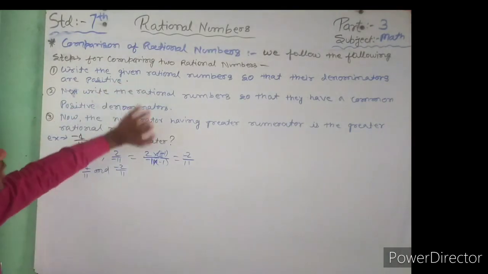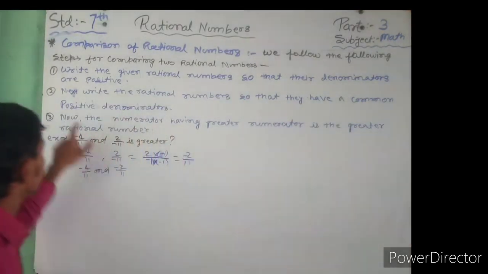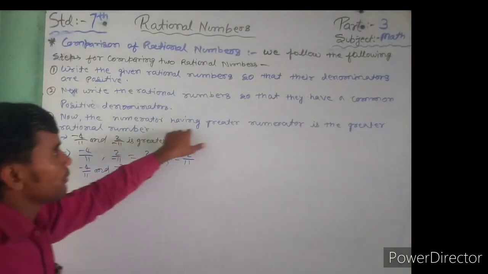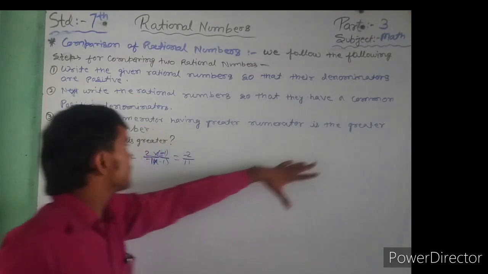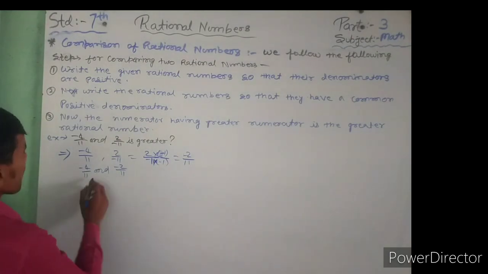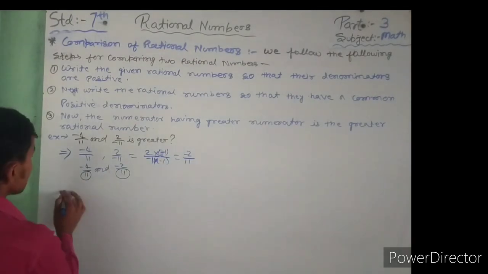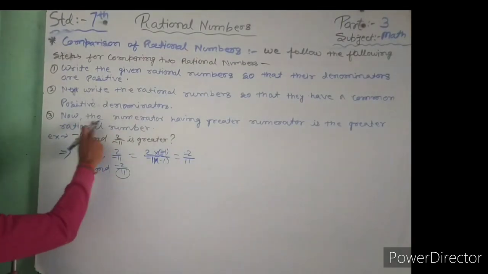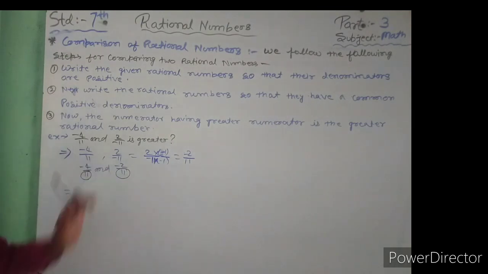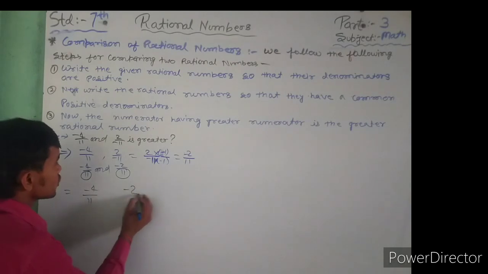Okay, next, that's positive. Next, write the rational numbers so that they have a common positive denominator. Now the numerator having the greater numerator is the greater number. So my dear students, firstly here both denominators are the same, so follow the third step. The numerator having the greater number is greater. But here it's minus 4 by 11 and minus 2 by 11.